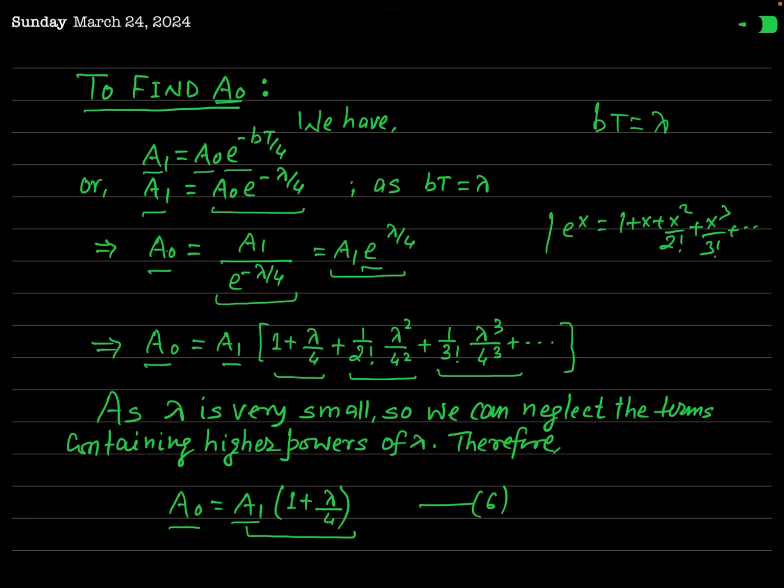So a1 is called the amplitude of first throw. Knowing the amplitude of this first throw, we can find the value of a naught by the use of this equation. So this is a very important equation for finding the value of a naught, which can be calculated by knowing the amplitude in first throw. That is, knowing a1, you can obtain the value of a naught.